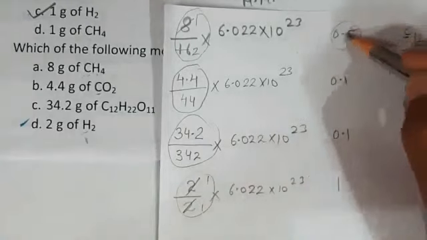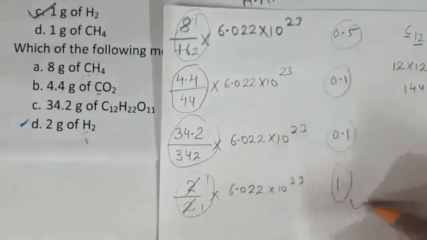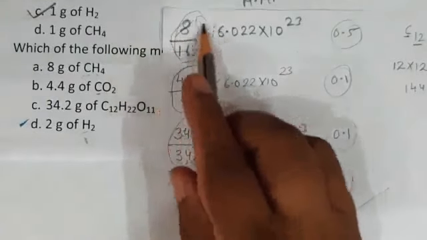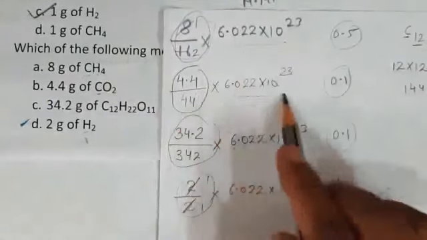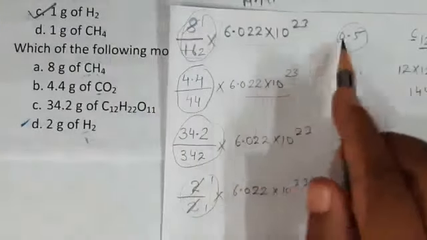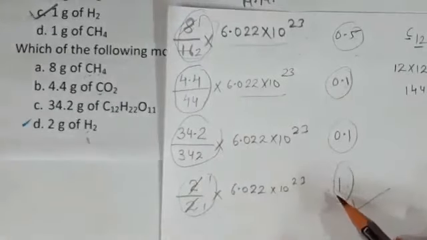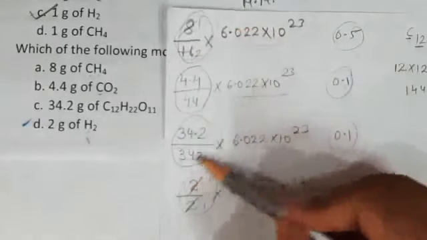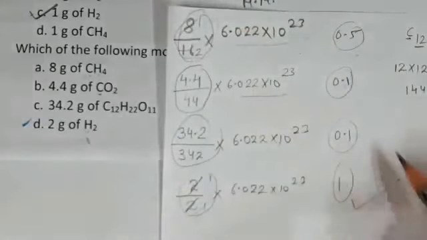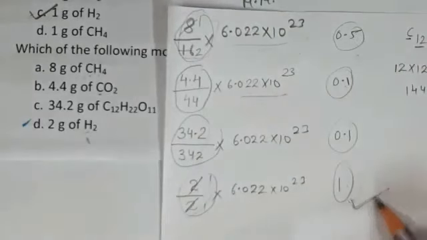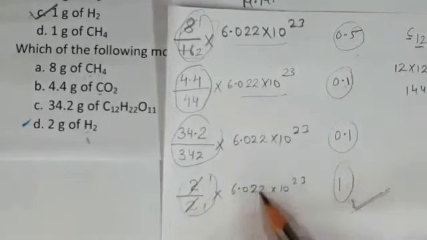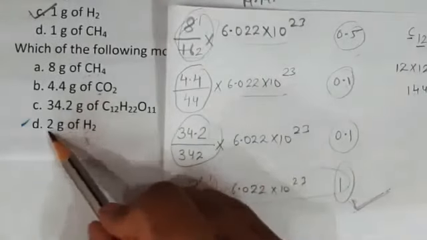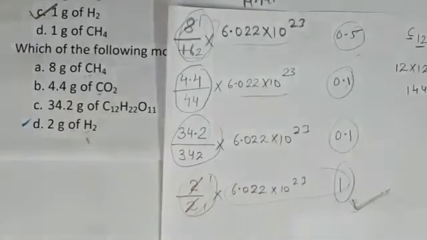When you observe these 4 values, which is highest? This one. You need to multiply the Avogadro's number to each, the same quantity you are multiplying, so why increase your burden? You just calculate for this only. So the answer is 1. Which is highest? This D part. 1 into 6.02 into 10 to the power 23 will become the highest. So the answer is 2 gram of H2. Clear, students?